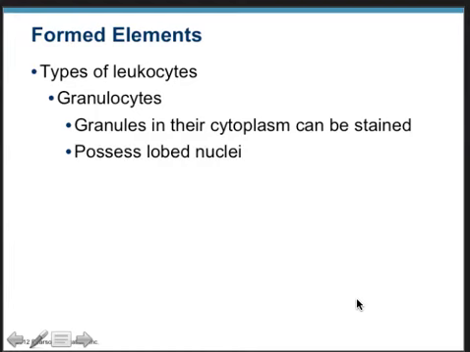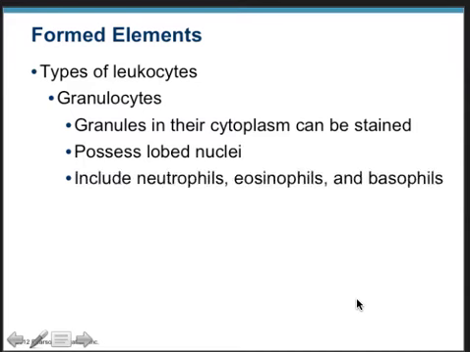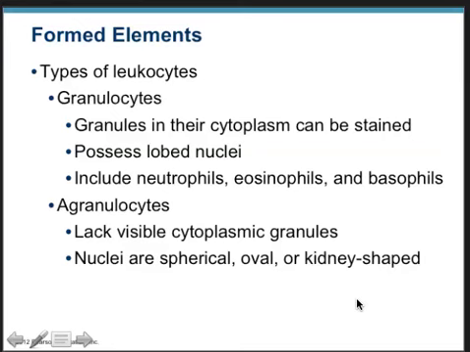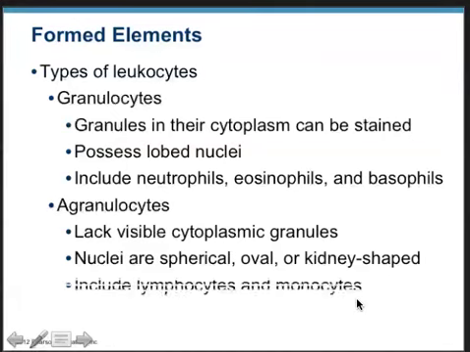They possess nuclei that have many lobes. As a result, they're sometimes referred to as polymorphonuclear leukocytes. Poly means many, morpho means shape, and nuclear means the nucleus. These include neutrophils, eosinophils, and basophils. The agranulocytes lack visible cytoplasmic granules. The nuclei are spherical, oval, or kidney-shaped, and they include lymphocytes and monocytes.